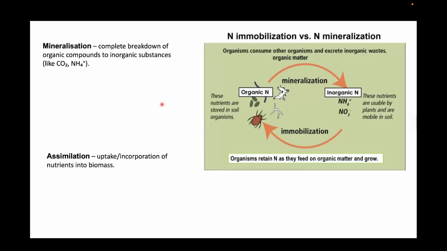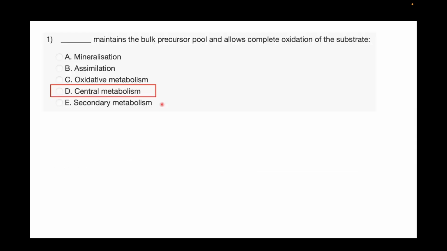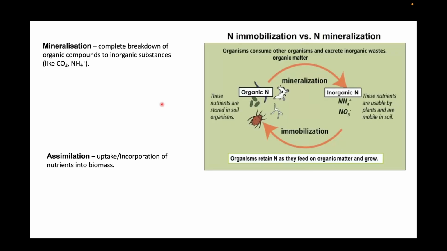Now let us understand all other options that were presented to us. What is mineralization? What is assimilation? What is oxidative metabolism? What is secondary metabolism? And what is central metabolism? So what do we mean by mineralization? Mineralization is the complete breakdown of organic compounds to inorganic substances. So conversion of organic substances to inorganic substances, and mostly it happens by breakdown of organic substances. That means more complex organic substances are broken down into their individual components of inorganic substances, like breaking carbohydrates into minerals like nitrogen, carbon and hydrogen.